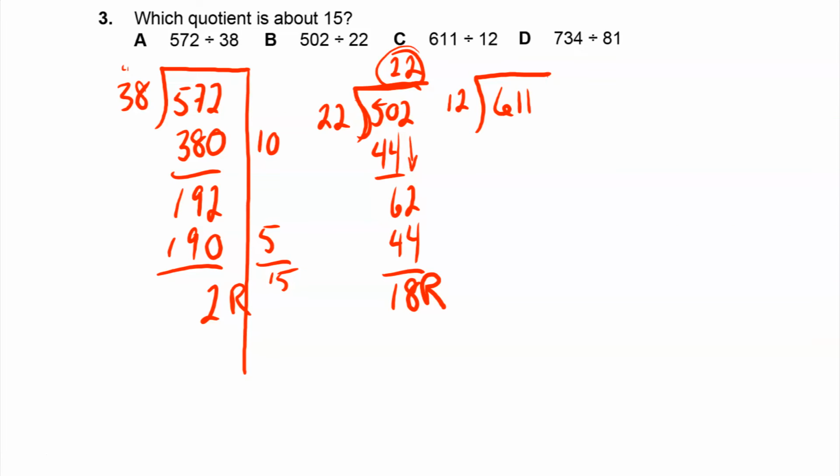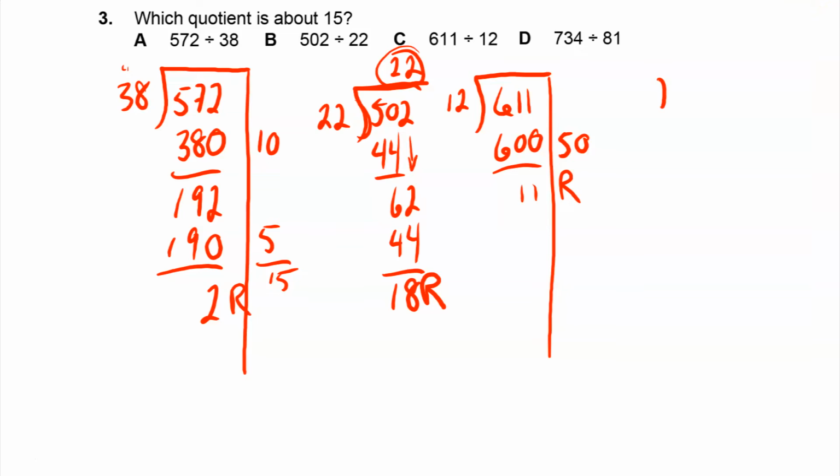611 divided by 12. Whoops. Let's try it with this other method. What's my first guess there? 10, 20, 30, 40, 50. I know that 5 times 12 is 60. So if I go with 50 times 12, that'll be 600. Gives me 11 remainder. So I got off to a lucky guess there.